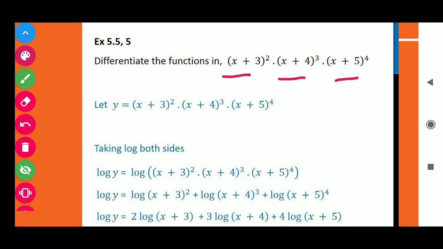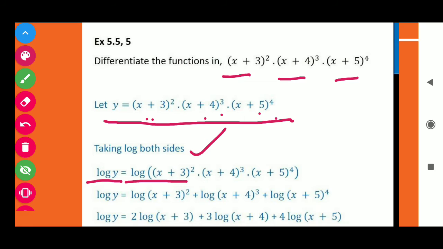Let y is equal to x plus 3 whole squared into x plus 4 whole cube and x plus 5 whole raised to power 4. Taking log on both sides. So students, the property of log is log a into b into c, we will write log a plus log b plus log c. So take log y and we will write here log x plus 3 whole squared plus log x plus 4 whole cube plus log x plus 5 whole raised to power 4.